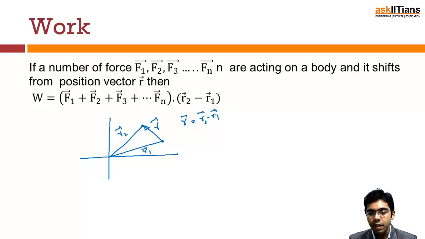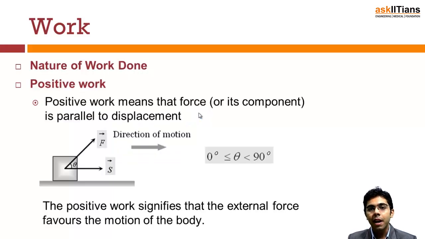Therefore, the work done comes out to be the sum of all those forces dotted with R2 minus R1, that is, the displacement of the body. This is the case when many forces are acting simultaneously on the body. Now let's define the nature of work done.